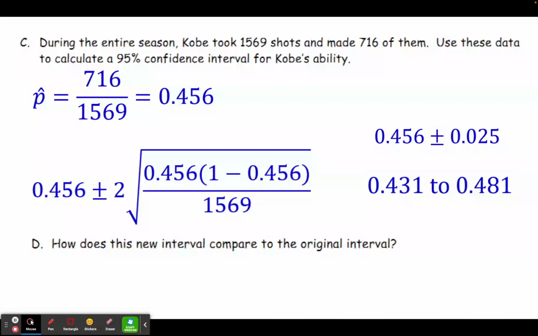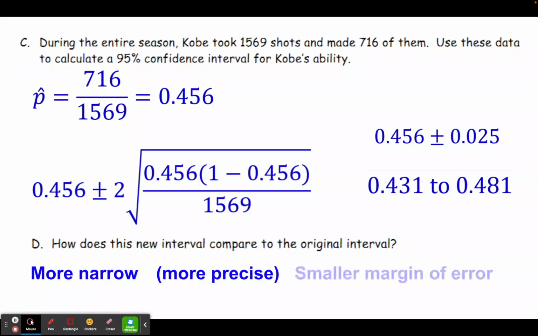So now our interval, or our estimate of his ability, is 0.431 to 0.481. We can be a lot more precise in our guess because we have a lot more data to work with. So our interval is more narrow, which means it's more precise, and we have a smaller margin of error.